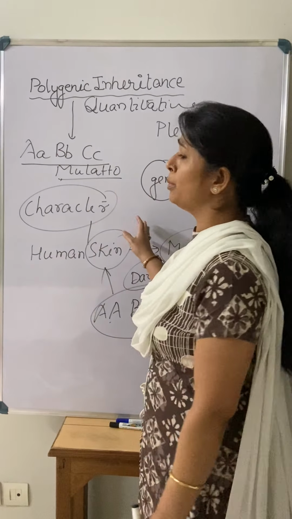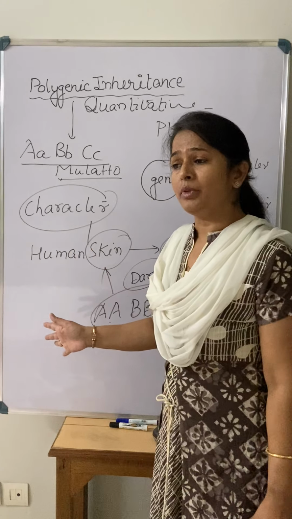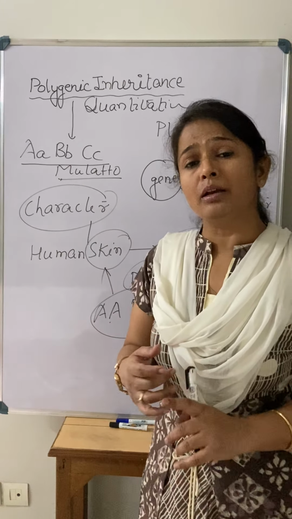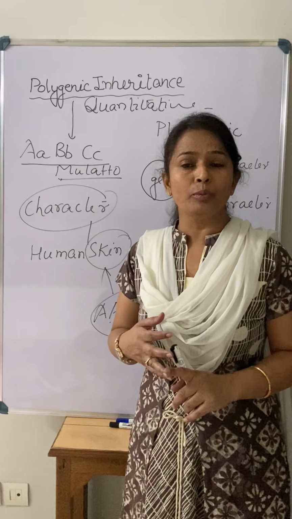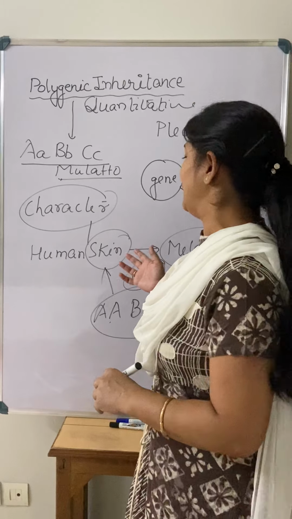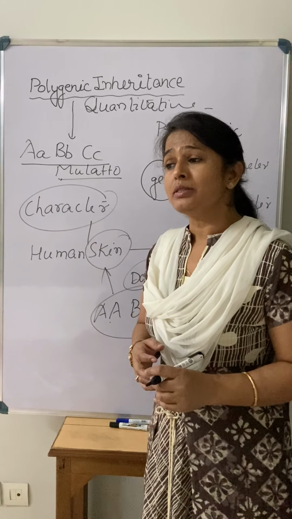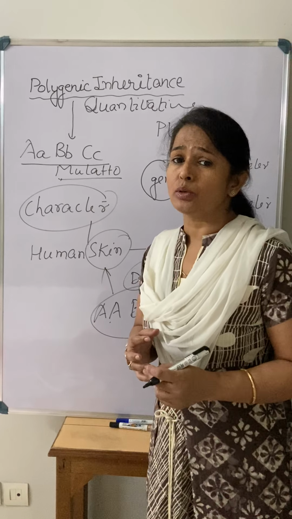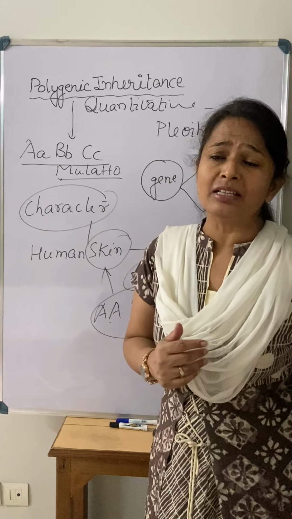So children, this is all about the types of deviation from the Mendelian principle. In that I told you about incomplete dominance, codominance, then pleiotropy, and now polygenic inheritance. When there is a Mendelian deviation going on, it does not mean Mendel's theory was completely discarded.